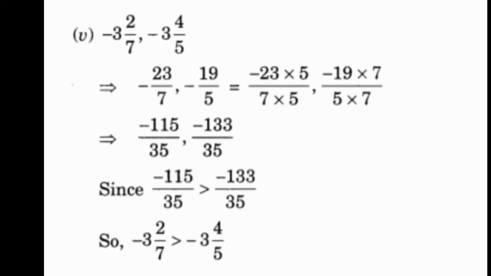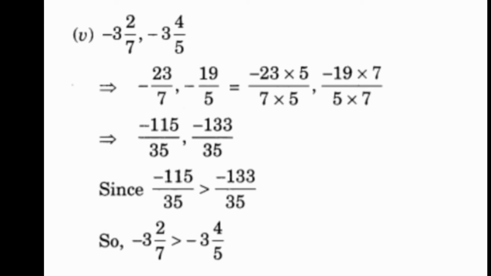Now let's find out which one is greater among these two mixed fractions. Negative 3 2 by 7 and negative 3 4 by 5. First we need to convert them to improper fractions. So negative 3 2 by 7 is 7 3s are 21 plus 2, it is 23 by 7. And negative 3 4 by 5 is 5 3s are 15, 15 plus 4 is 19, so 19 by 5.